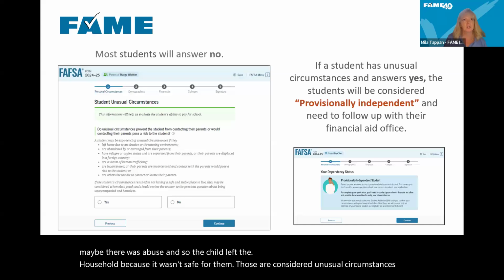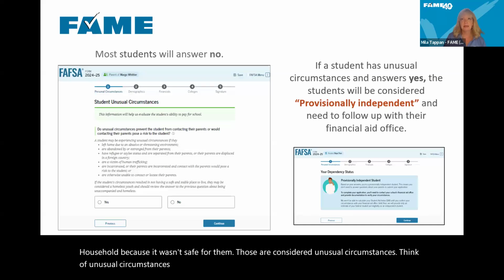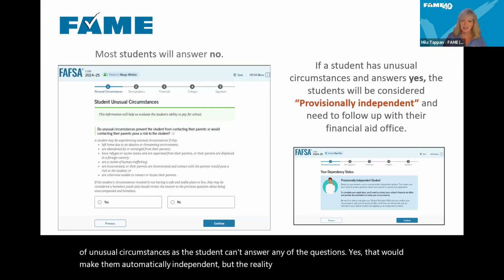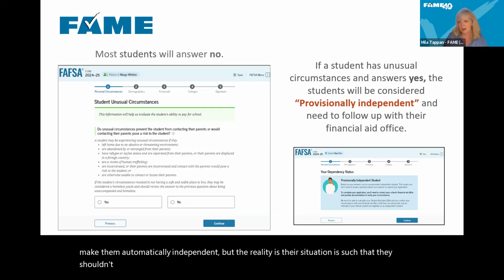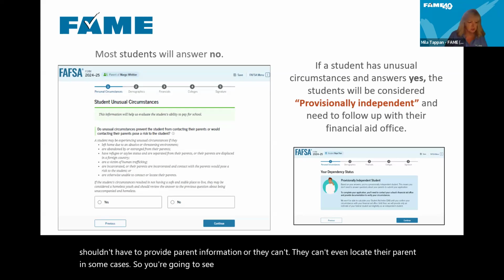Think of unusual circumstances as the student can't answer yes to any of the questions that would make them automatically independent, but the reality is their situation is such that they shouldn't have to provide parent information, or they can't even locate their parent in some cases. So you're going to see here a list of situations that are examples of what are considered unusual circumstances.